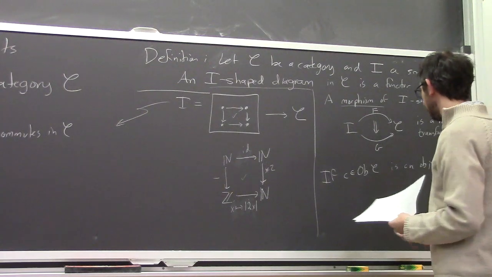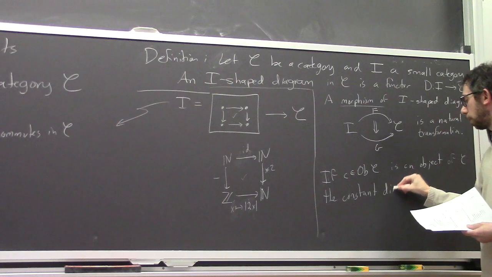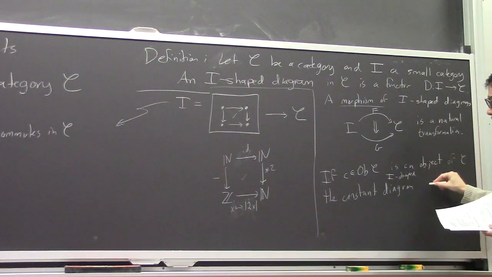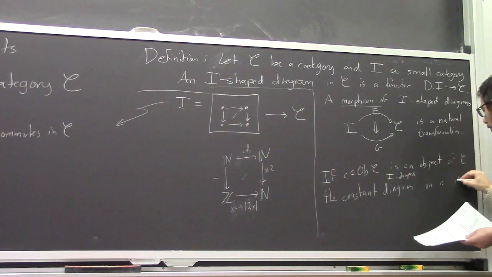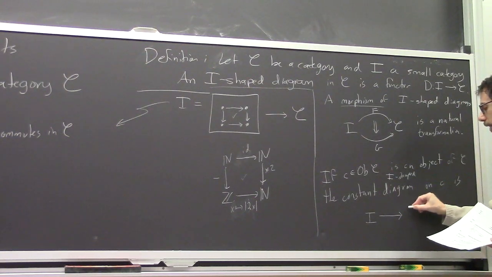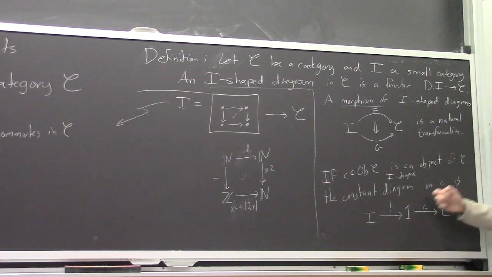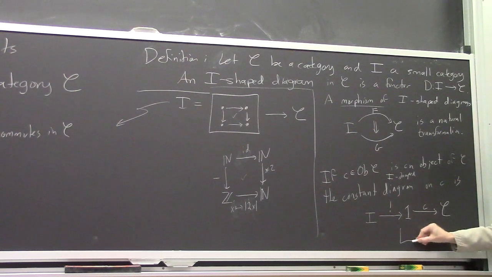then the constant I-shaped diagram on C is, well, it's a functor from I to C, but what do I want to use? I'm going to go down to the one-object terminal category 1, and then up. Let me try to say this again. We once saw that objects in C are the same thing as functors from 1 to C. 1 here is this little category there.